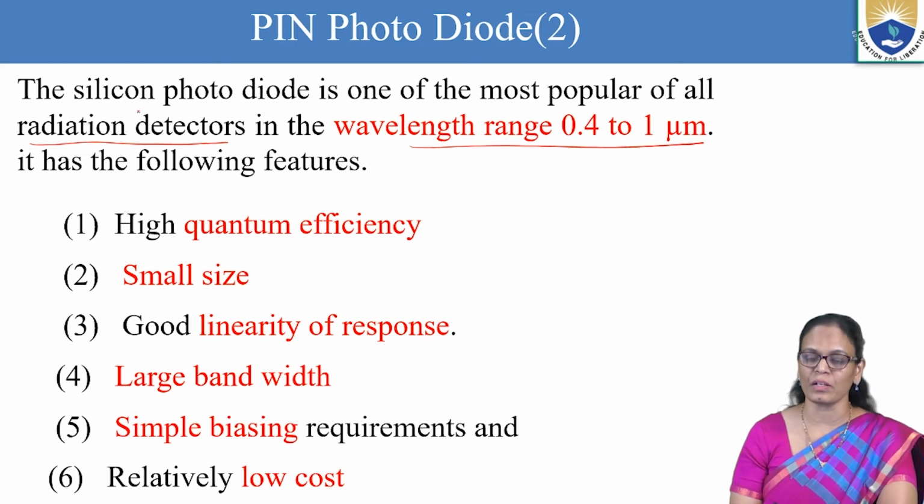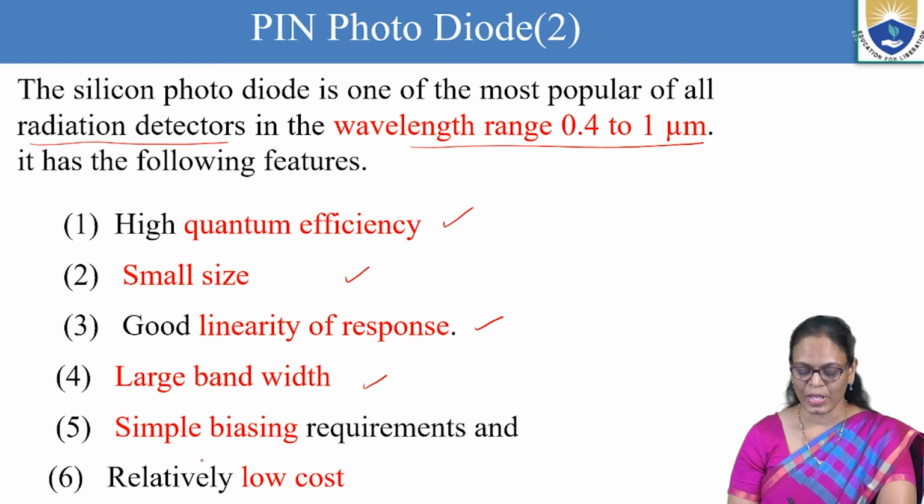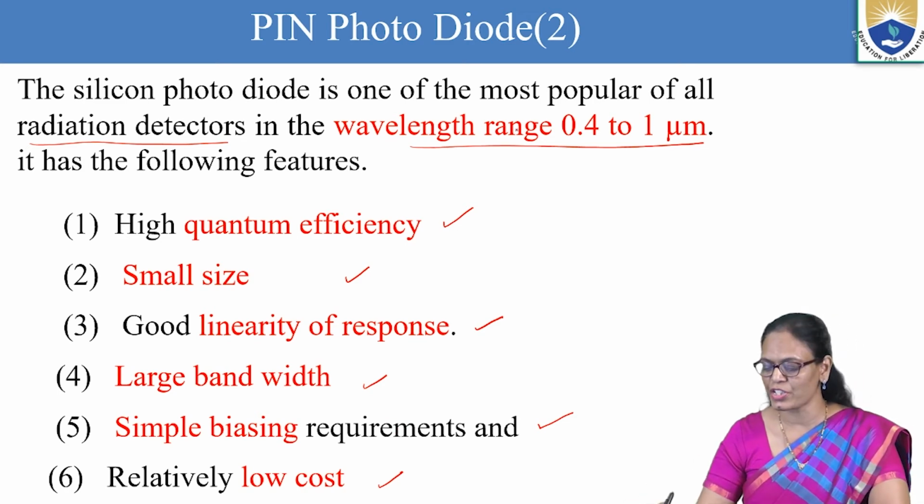Whatever pin diode we are using here has high quantum efficiency. It is small in size and has good linearity of response. The bandwidth is very large, and the biasing requirements are very simple, and the cost is also less. So because of all these characteristics, it is used popularly as a radiation detector.